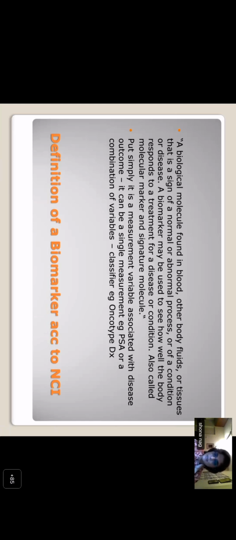Let's put it more simply. It is a measurement variable which is associated with a disease outcome. It can be a single measurement, for example, a PSA level, or a combination of variables, and I will be talking about this a little later. A genomic classifier, for example, Oncotype DX.